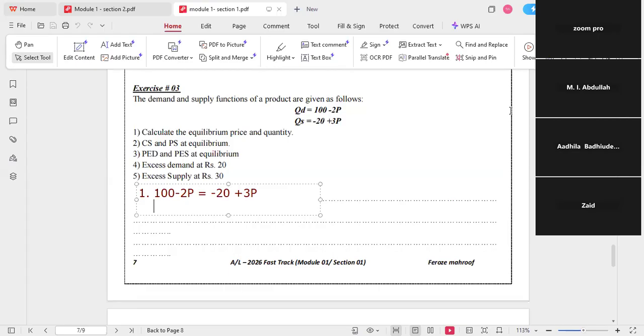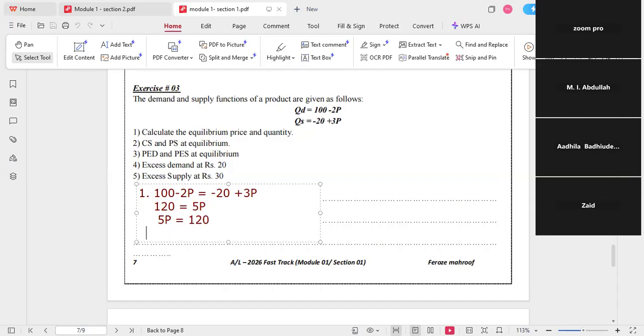Therefore, for everybody I'm balancing and going. Therefore, these basic things even I'm explaining, right? So 100 minus 2P is equal to minus 20 plus 3P. Now we are taking this minus 20 to the left side. Therefore it becomes 120, right? So that is equal to this minus 2P going to the right side. So 5P. So 5P is equal to 120.